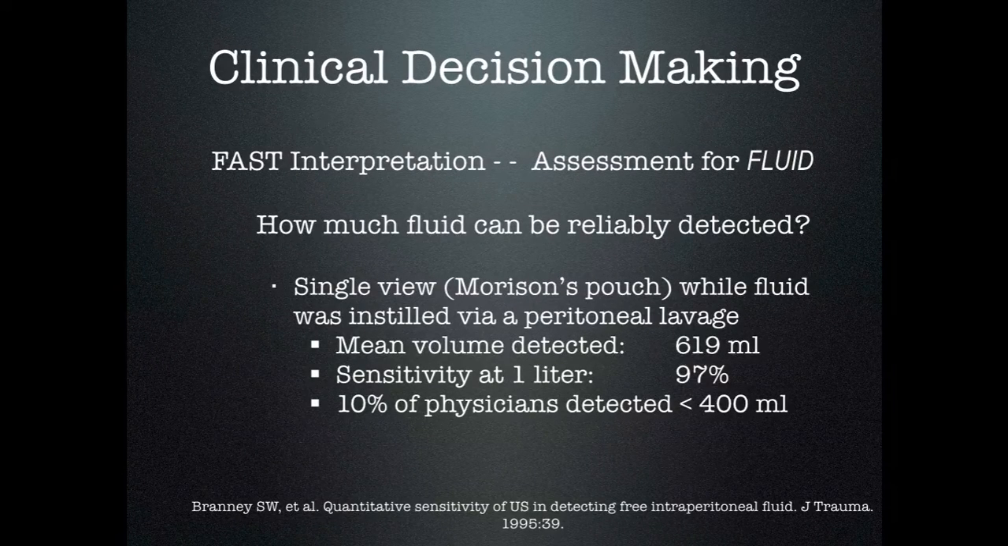So how much fluid can you reliably detect? Well, this was a cadaver experiment and they were only looking at the right upper quadrant, but the mean volume detected was 619 milliliters. So a small stripe of blood is a large amount of blood. So a small stripe of fluid on ultrasound is a large amount of blood. The sensitivity at 1 liter was 97%, but only 10% of physicians were able to detect less than 400 milliliters of blood. Again, the more blood there is, the easier it is to detect.